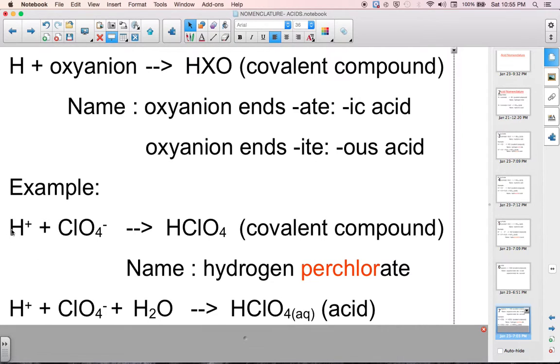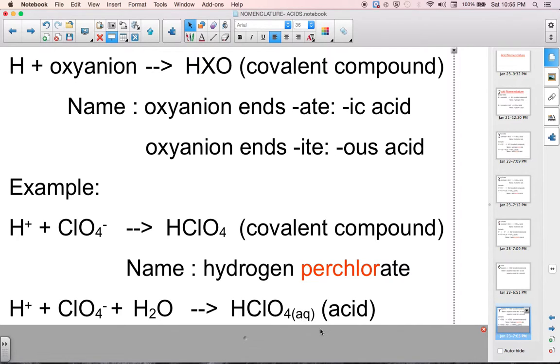Here I have hydrogen and I have the anion. In this case, this is the perchlorate anion, or actually I should say oxyanion. The covalent compound formula is HClO4. Notice that we have a +1 and a -1 charge. When crisscross is a 1-to-1 ratio. So that's my final formula.